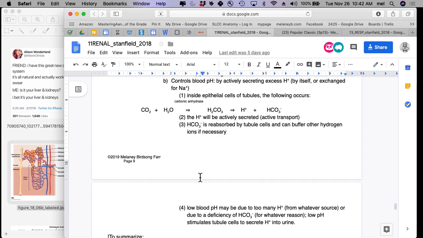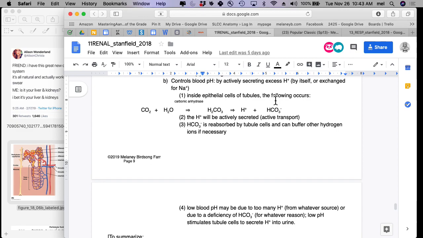Okay, you ready? And you've done this whole equation before, but now we're just going to stick it into the kidney tubules. Okay, so here's what's going to happen. Inside the epithelial cells of the kidney tubules, primarily but not exclusively the distal convoluted tubule, what I'm going to do is, watch, force this reaction this way and then decide what to do with those two. Does that make sense? Okay.